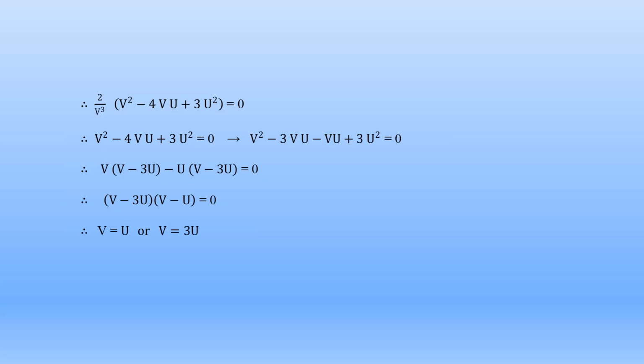So the efficiency of the water jet is maximum only when V is equal to 3U. That is the possible condition. V is equal to 3U for the maximum efficiency of the water jet.